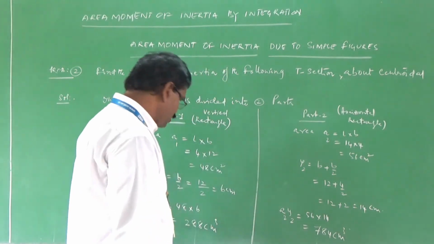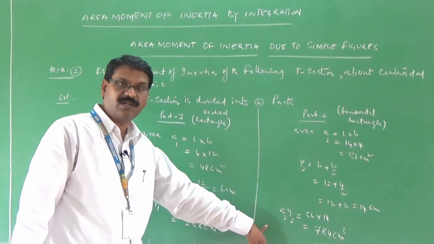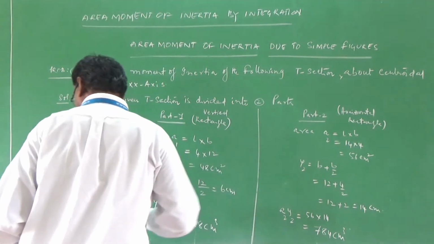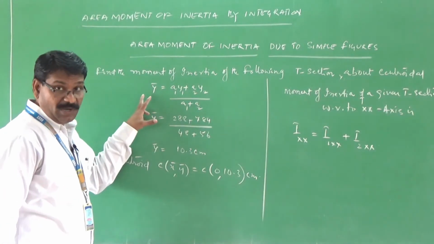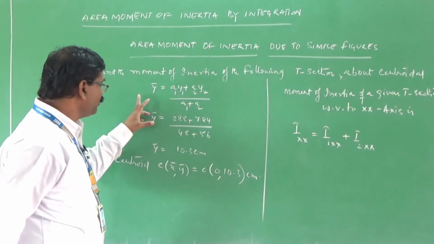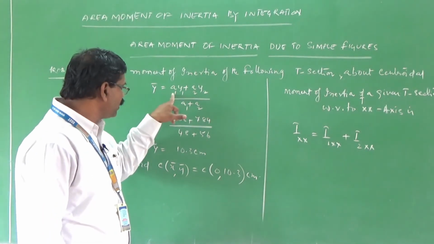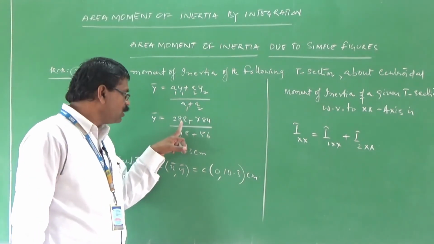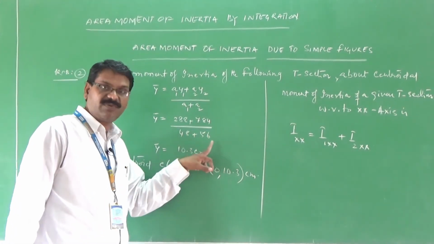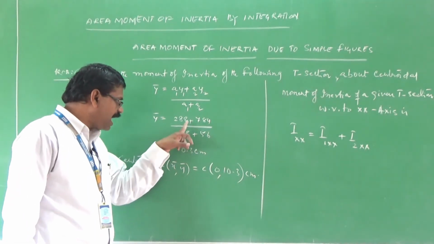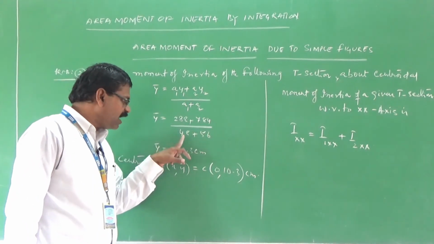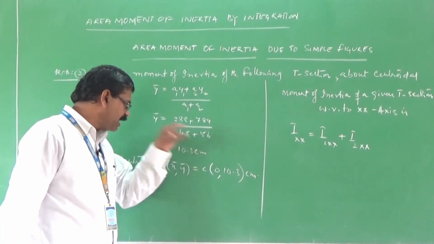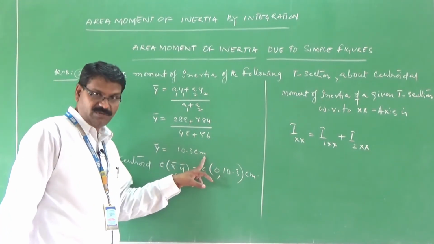Now, utilizing this A1 y1 and A2 y2, my dear students, we need to find the area moment of inertia. Let us see that one. Utilizing A1 y1 and A2 y2, we need to find y bar, that is y bar is equal to A1 y1 plus A2 y2 by A1 plus A2. Therefore, y bar is equal to 288 plus 784 by 48 plus 56. After adding 288 and 784, and adding 48 plus 56 in the denominator, dividing the numerator by the denominator, we will get y bar is equal to 10.3 centimeters.